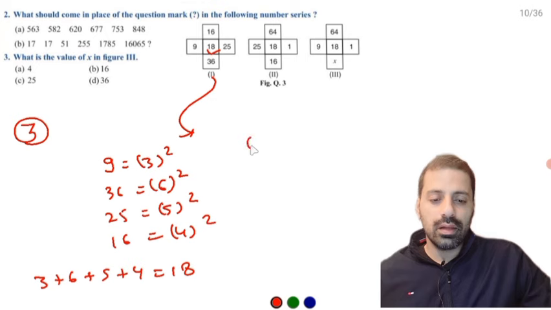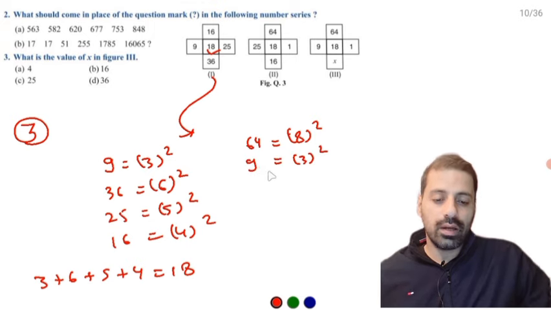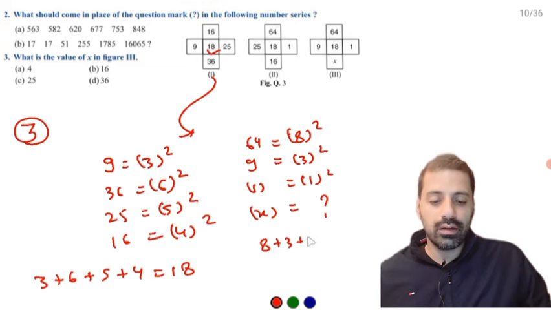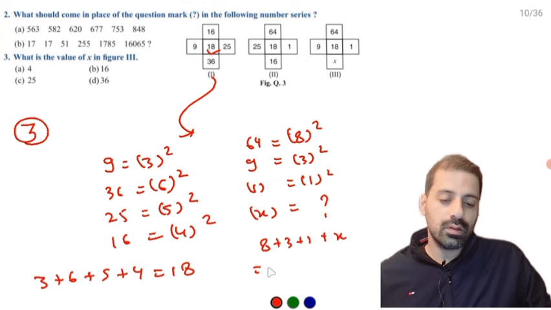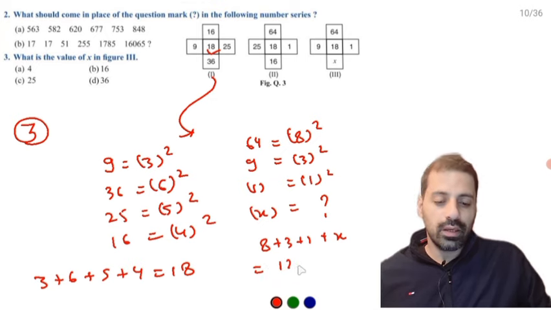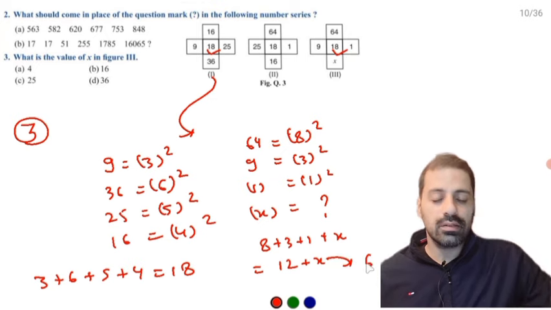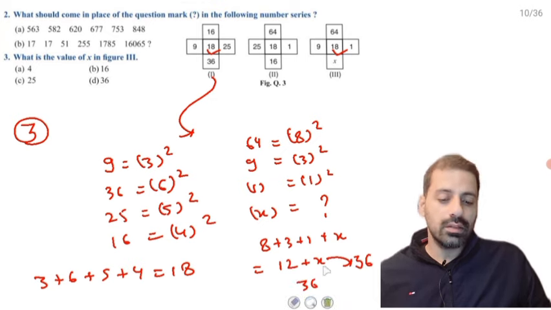So in the same manner here we have 64. 64 is the square of 8. Now we have 9, that will be the square of 3. Now we have 1, that will be the square of 1. And now we have x, but we don't know it. This we have to find here. So if I add 8 plus 3 plus 1 plus x, here what I have is 12 plus x, and what I have to find is 6 may remain. So x is replaced by 6. x is replaced by 36 because 36.